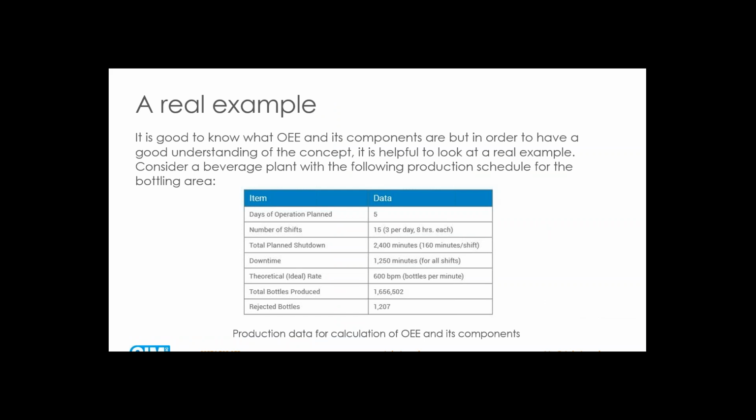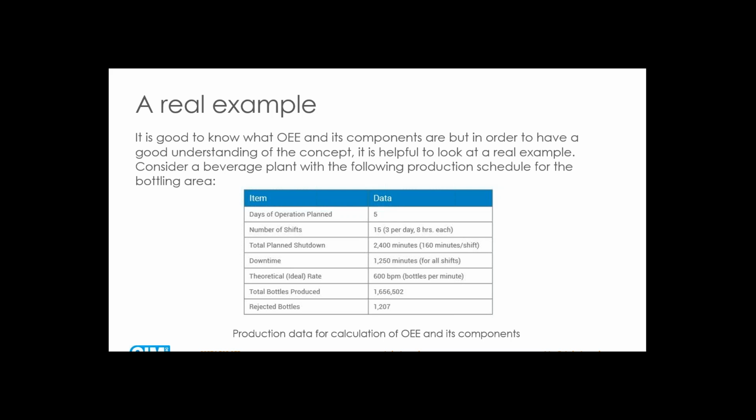So let's go through a real life worked example. We've got some dummy data, if you like, that we're going to take through a calculation. This particular example is taken from a drinks plant, and we're looking at a 5-day period of operation. So there's going to be 15 shifts, and we're on 3 shifts per day, 8 hours each. I've got a planned shutdown during the week of 2,400 minutes.